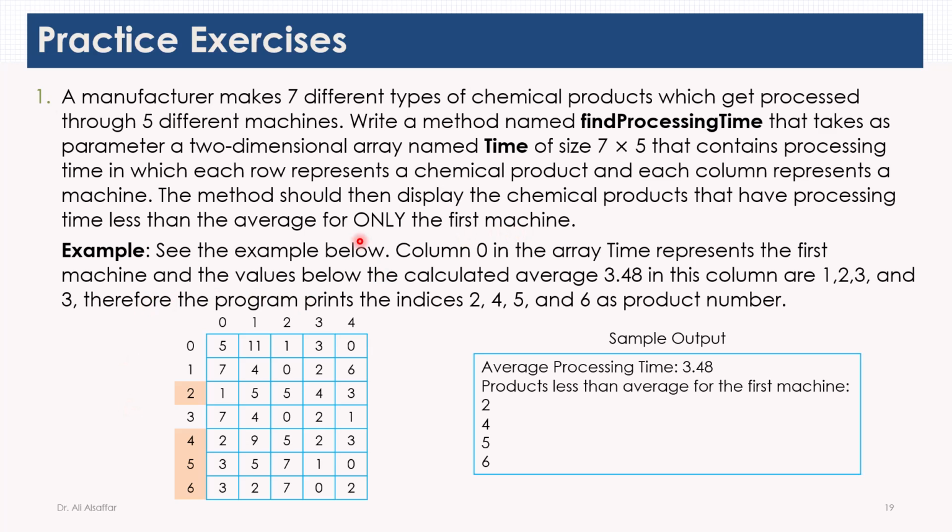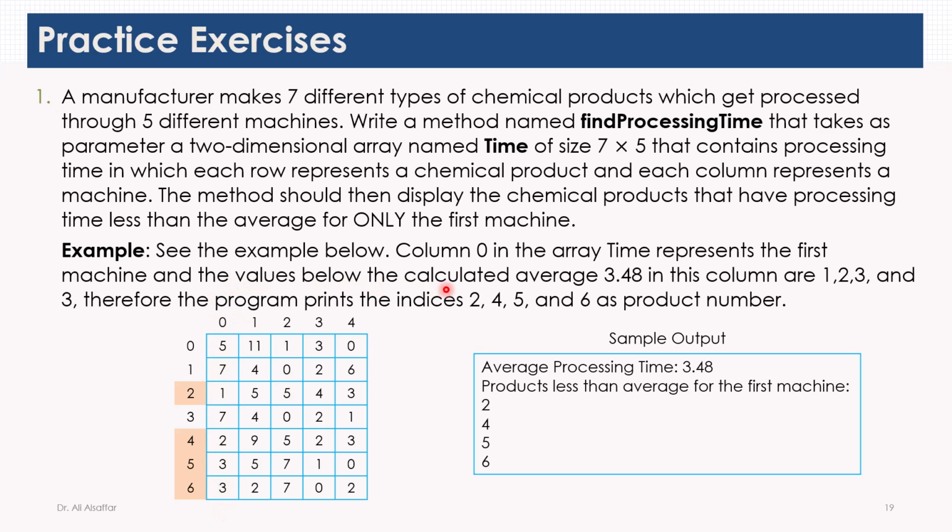What does that mean? It means that you need to find the average of the processing time that all machines take to process all products and compare it with all processing times that the first machine takes to process all products. If any processing time for any product is less than the average, then we display the product number. In fact, we display the index of this product. So here in this example, column 0 of the array time represents the first machine. So this is column 0.